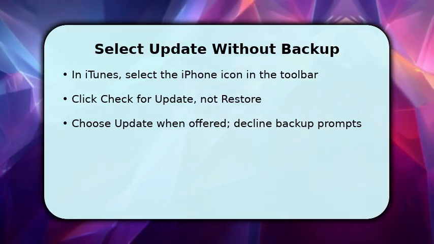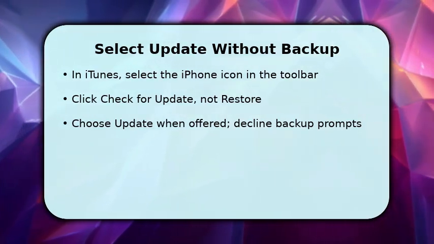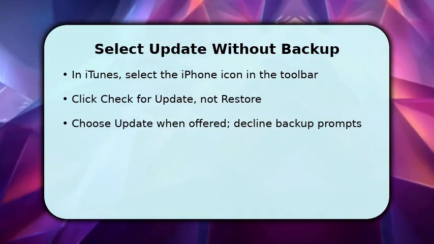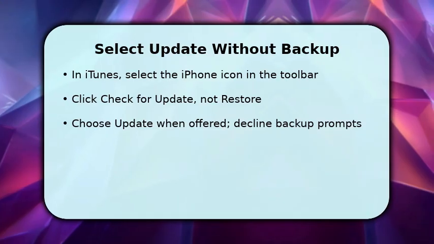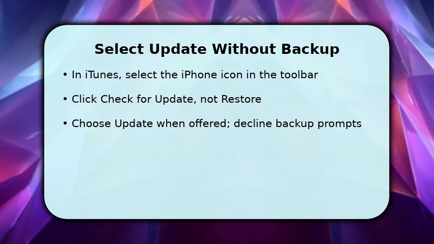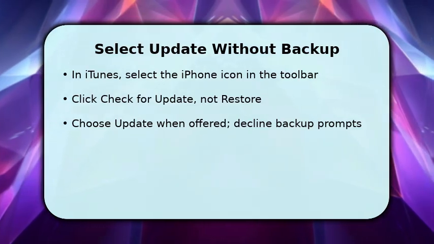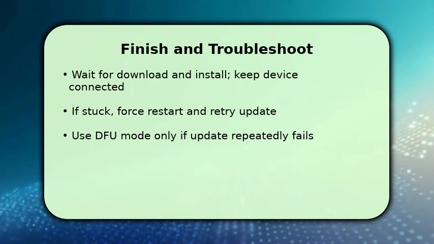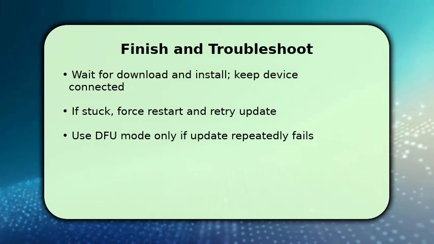When iTunes offers an update, select Update and explicitly decline any prompts that push you to create a backup. This keeps your current data intact while replacing the system files. Make sure your internet is stable so the download finishes without corruption. You now let iTunes download and apply the update. Keep the iPhone connected and avoid interrupting the process.